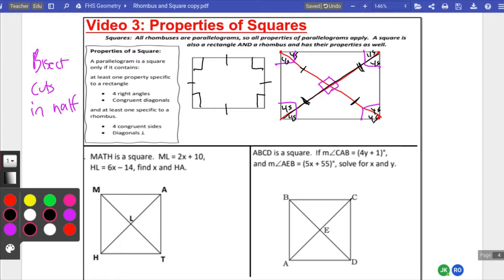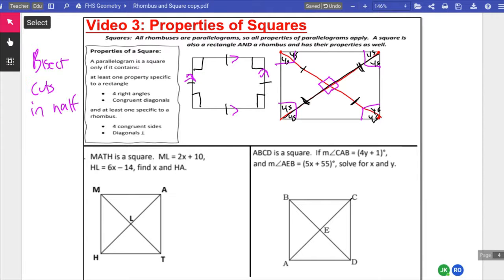All right, so, furthermore, I forgot to mention this. We also have parallel sides, okay? So top and bottom are parallel, side and side are parallel. All right? So let's put that into work.